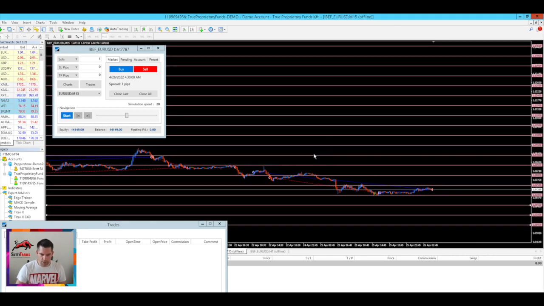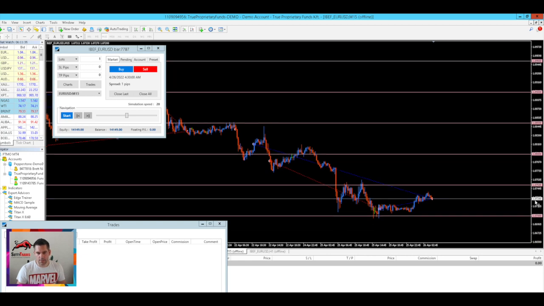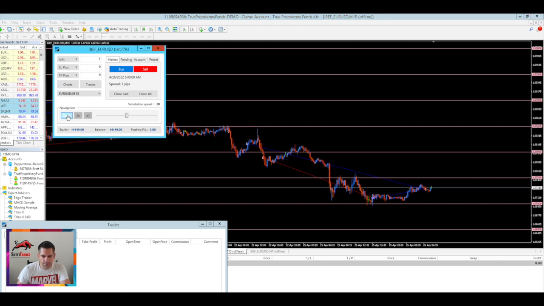Remember guys, I am very zoomed out here, so it doesn't look like we're moving that far, but we are. So we're on the 15-minute time frame. And if I were to double click this, you would actually see that is the distance of how we are moving. Okay, so let's go play this.